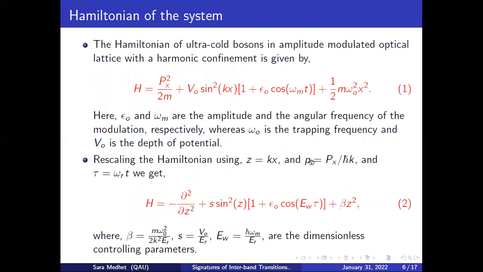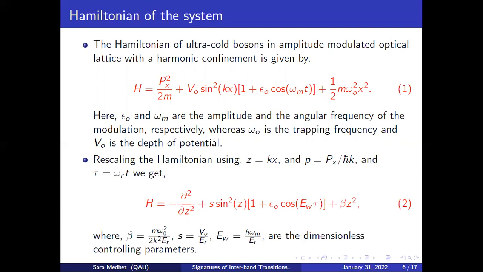The Hamiltonian of the system consists of a kinetic energy term and a potential energy term. The potential energy term consists of the optical lattice, the induced modulation, and the parabolic trap. Here epsilon and omega m are the amplitude and angular frequency of the modulation respectively, omega naught is the trapping frequency, and V naught is the lattice depth.